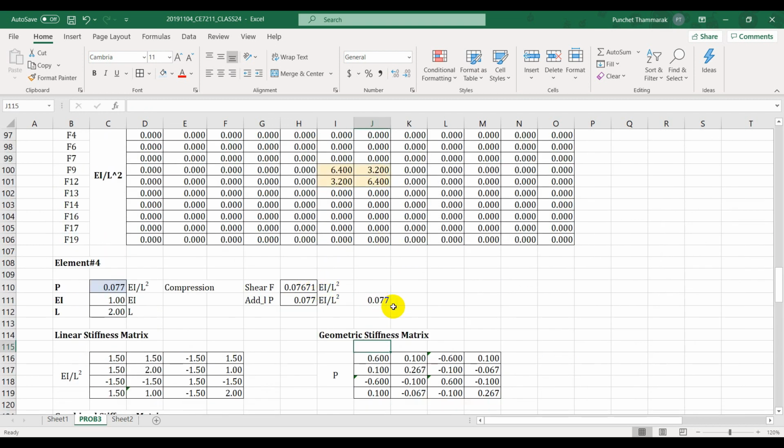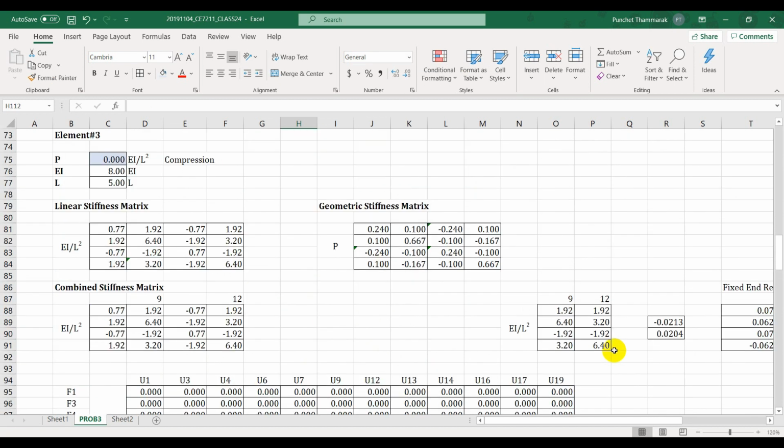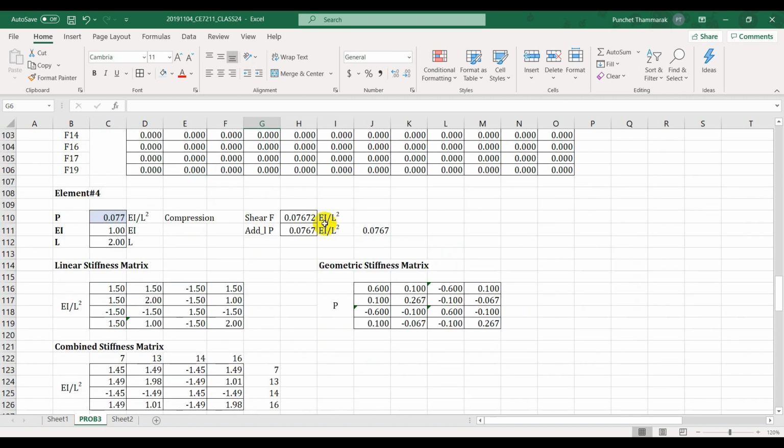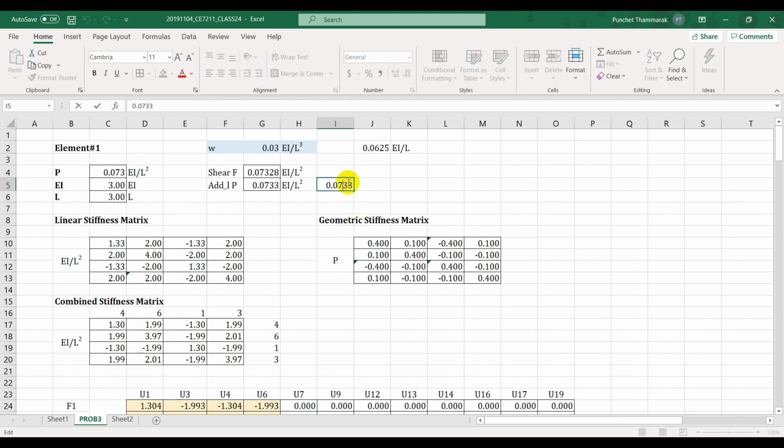This one, 0.0767. Okay, so 67. 33. Okay, so the number swings just a little bit. 7.33, 7.328. Okay, so it's up to you if you want to keep working on this more. Maybe I give it the last round. 7.2. Okay, next round we're gonna update this one to here, and this is 2.8.